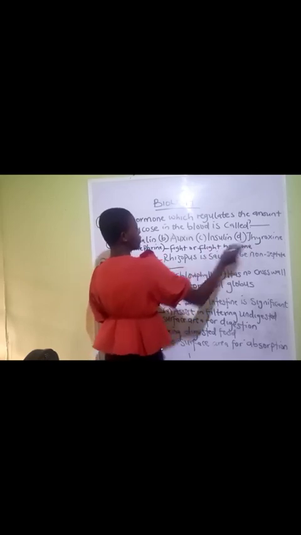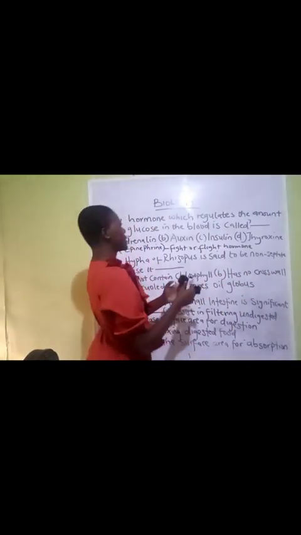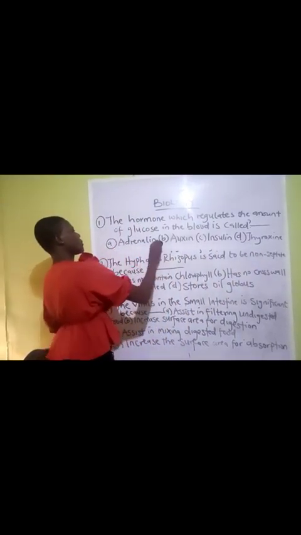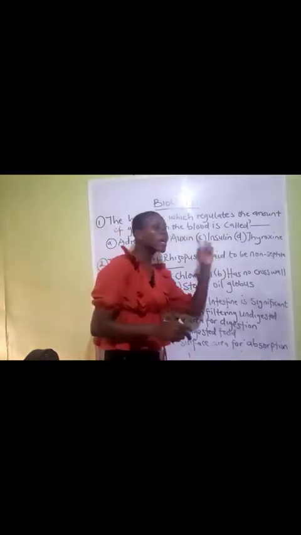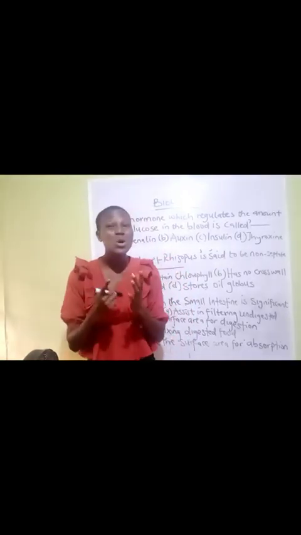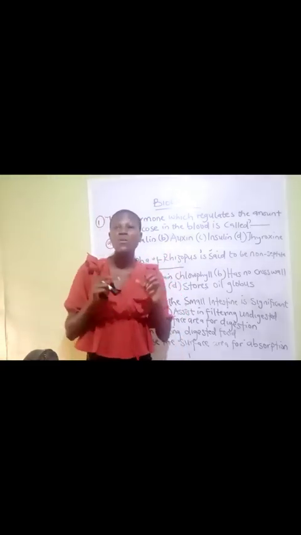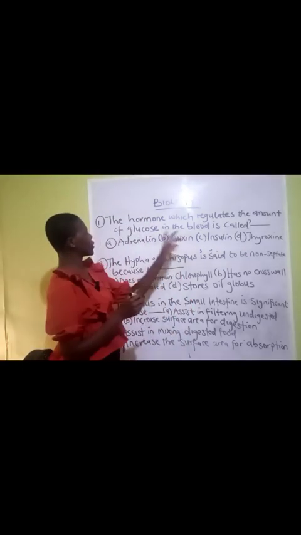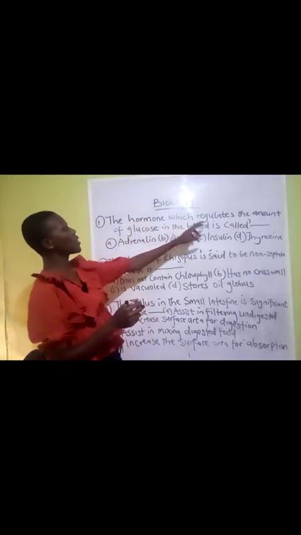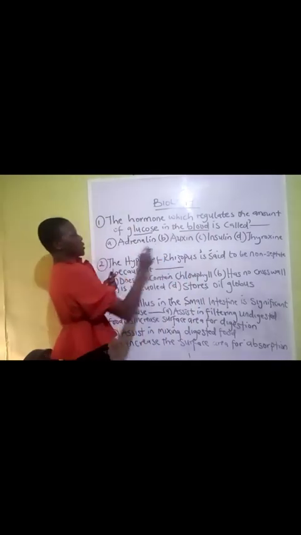Okay, so the insulin is a hormone secreted by the beta cells of the pancreas. What it does primarily is maintain glucose in the blood and also facilitate the uptake of glucose in the blood. So from these options, adrenaline, auxin, insulin, and thyroxine, the question says the hormone which regulates the amount of glucose in the blood is called what? The answer is insulin.